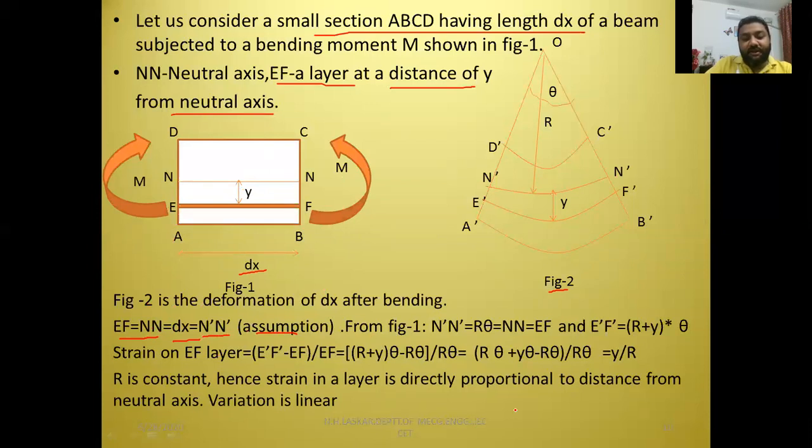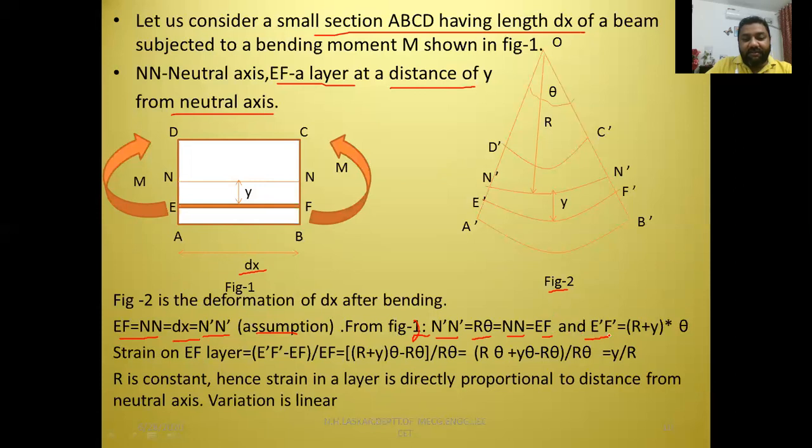Now there are some mathematical considerations, from figure 1 and figure 2. From figure 2, N'N' is an arc which makes an angle theta at the center with radius of curvature R. So we can say that N'N' is equal to R theta. Also N'N' is equal to NN because the neutral axis remains the same before and after bending. And from figure 1, NN is equal to EF.